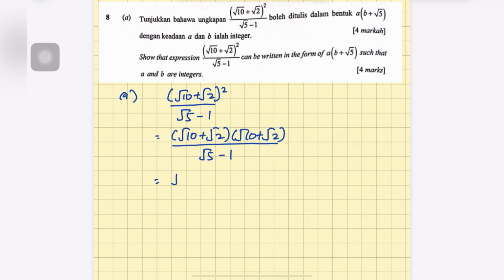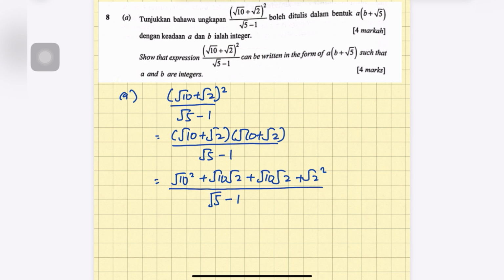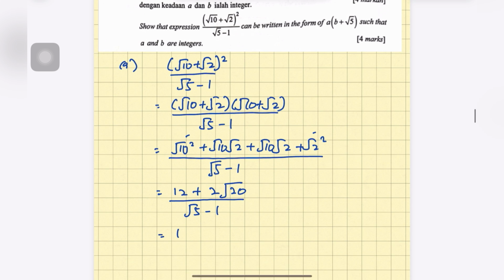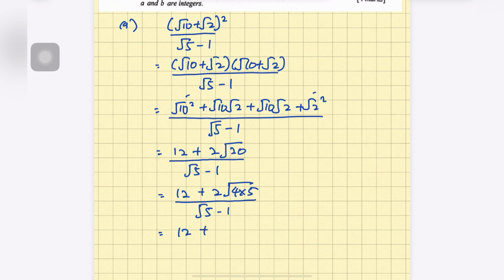Okay, so then expand sert 10 squared plus sert 10 sert 2 plus sert 10 sert 2 plus sert 2 squared, okay, divided by sert 5 minus 1. Okay, so then kita boleh simplify this one. Okay, 10 ni 10 plus 2, 12. Okay, plus 2 sert 10 sert 2, so sert 20 over sert 5 minus 1. Okay, so this one 12 plus 2. Okay, sert 20 is 4 times 5. Okay, over, dia panjang minus 1. Okay, sert 5 is 2. So 2 times 2 is 4. So plus 4 sert 5 over sert 5 minus 1.